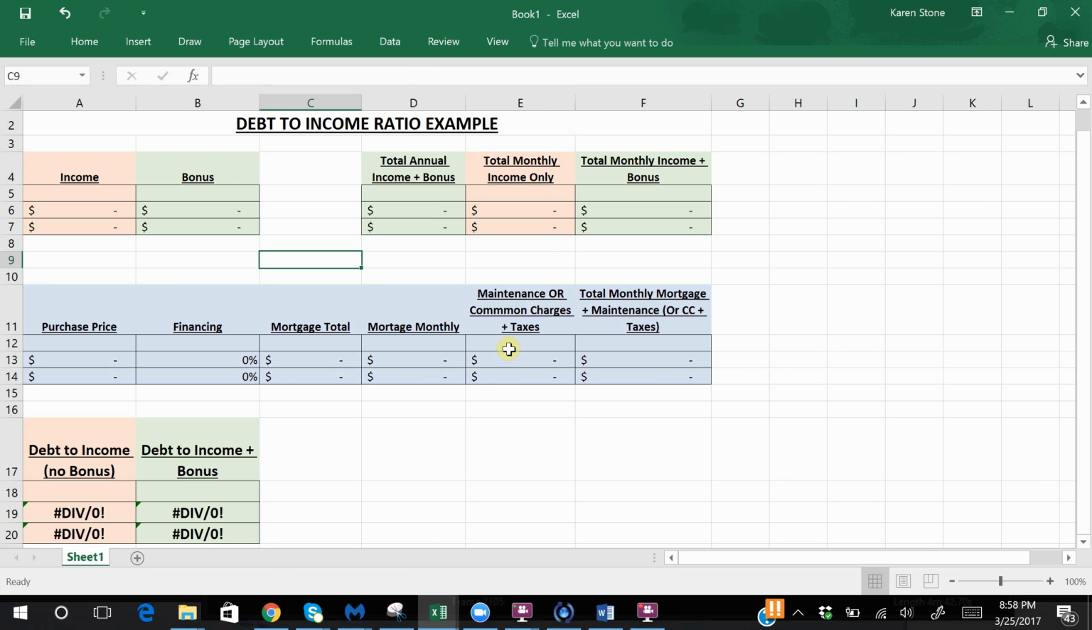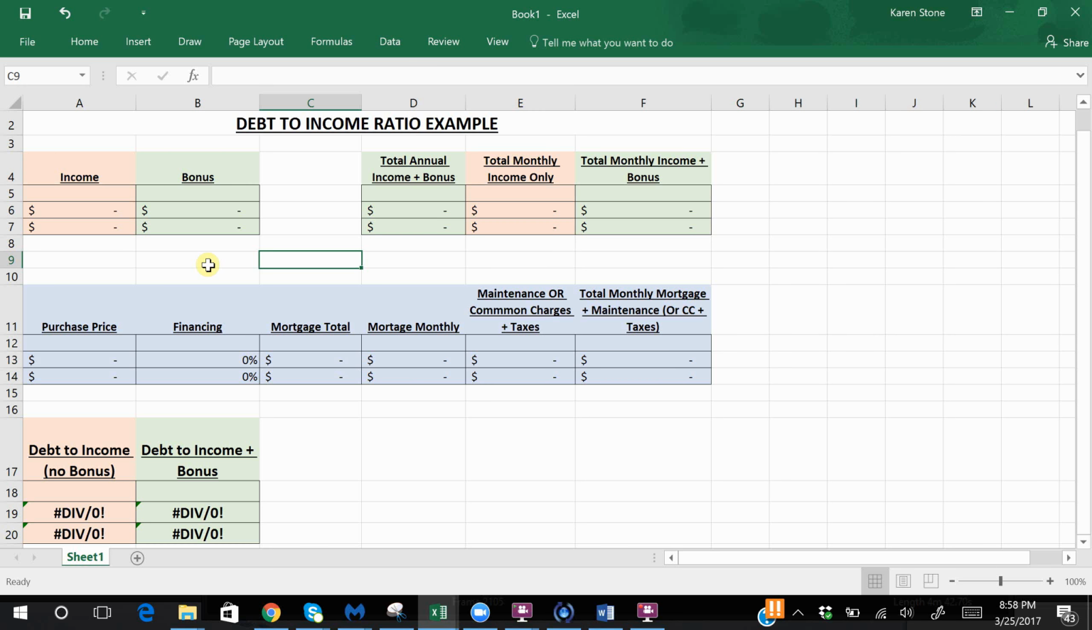Now, what is income? Income is, of course, your annual income, and income can also be your bonus. Now, it's important to note that when we're determining the debt to income ratio that includes the bonus, the co-op board may not take the bonus for 100% unless you are guaranteed that bonus or at least have a track record of earning that bonus over the last few years.